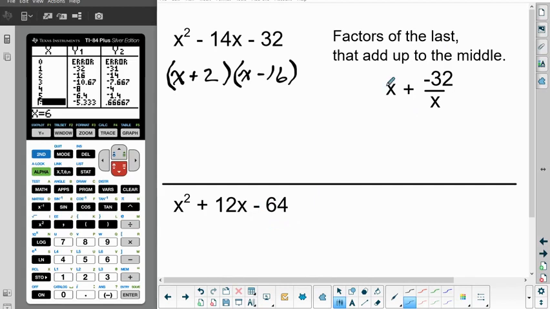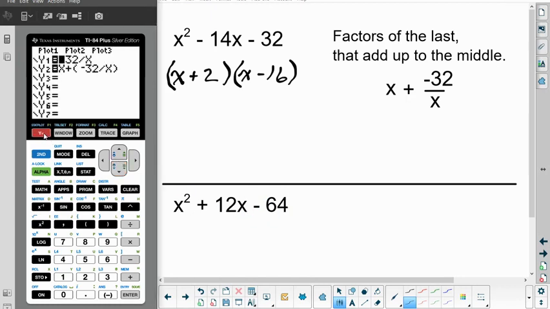All right, so let's quickly try this problem at the bottom. I'm not going to mess around with any notes up here, but remember, factors of the last add up to the middle. The last term that we have right here is negative 64. Even though it's a subtraction, 64, we're going to treat it as a negative. So I'm just going to go to my y equals, and I'm just going to switch that negative 32 to a negative 64. And switch that one, and make sure you switch the second one. And then we should be all ready to go.